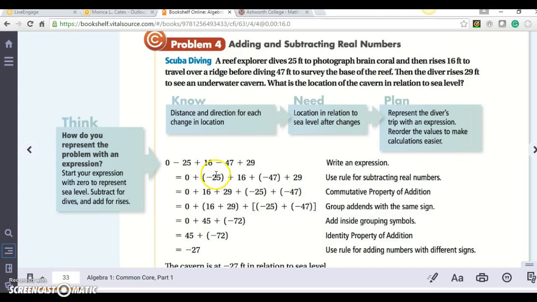And so what they did, they grouped their negative terms together, and they grouped their positive terms. So they have 16 plus 29 plus negative 25 plus negative 47. Remember, when we have the same signs, we can add them and just keep the sign. So 16 plus 29 is 49, and negative 25 plus negative 47 is negative 72. Now we have different signs. We can subtract them. We get 27, and it takes on the sign of the larger absolute value. So we have negative 27.